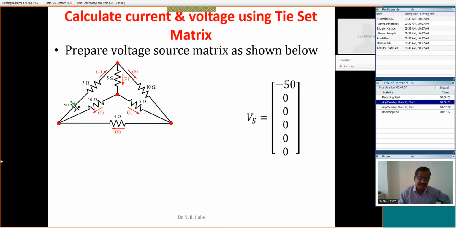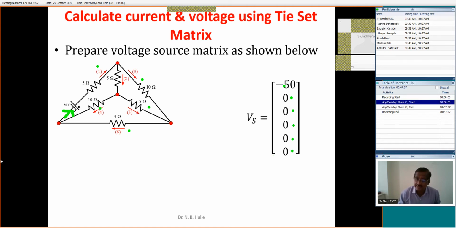Now I am coming to this figure. Now look at how this direction is. This direction is upward. If I am taking this direction from here, the current enters the negative terminal. If current is entering into the negative terminal for branch number 1, then its entry will be minus 50. For branch number 2, there is no source, that's why its entry is 0. For branch number 3, there is no source, its entry is 0. For branch numbers 4, 5 and 6, there is no source, that's why these entries are 0.